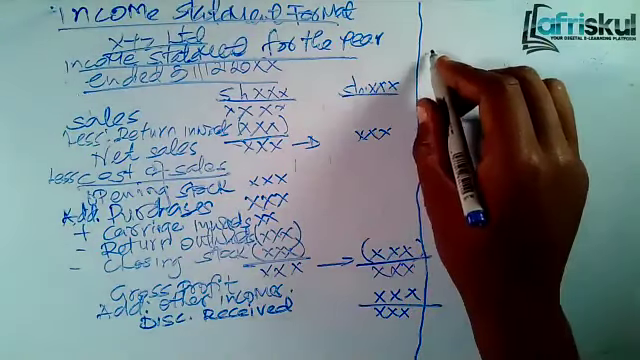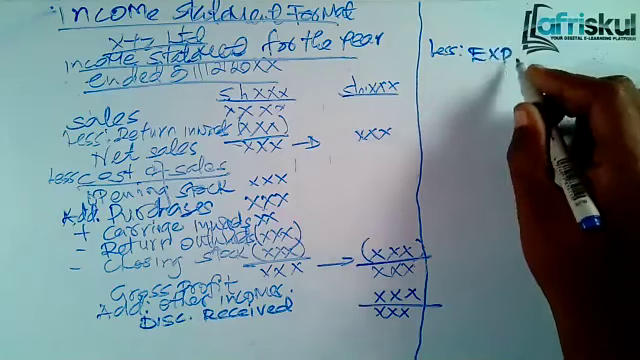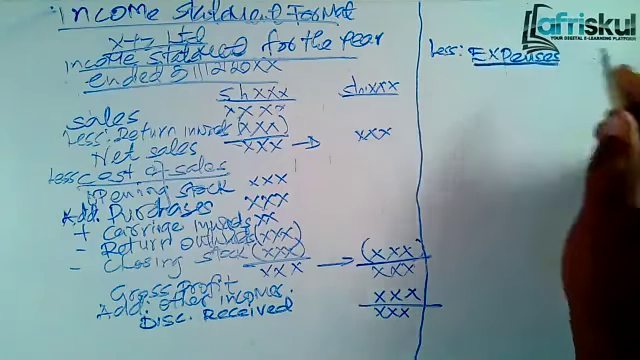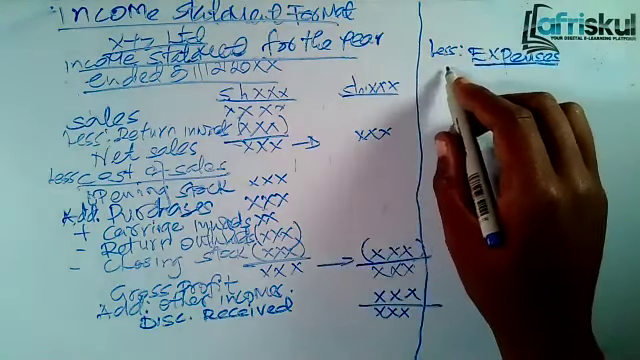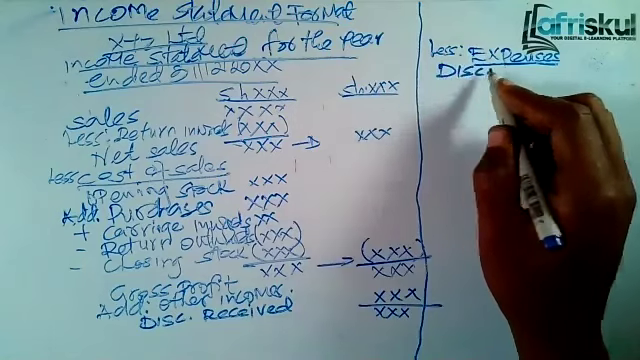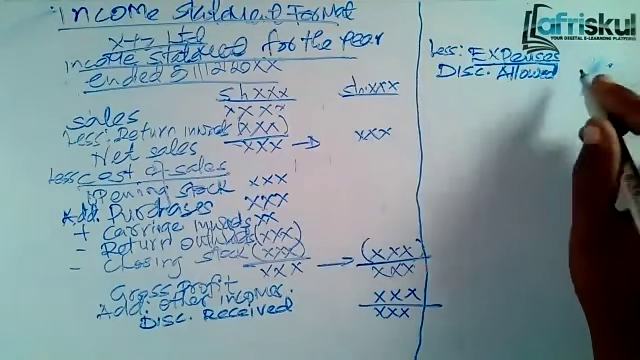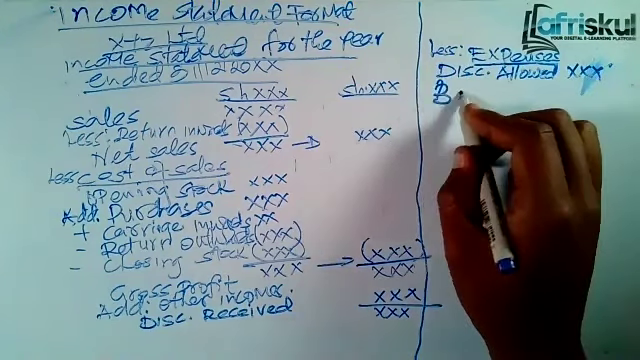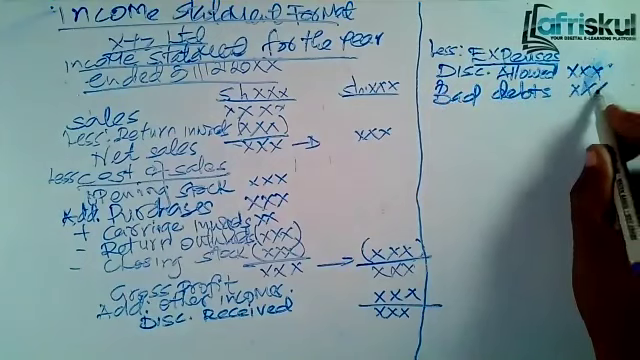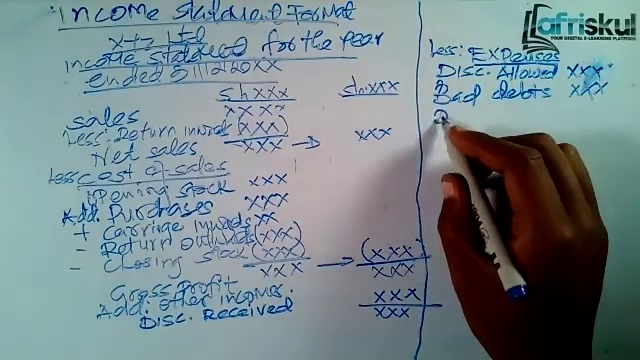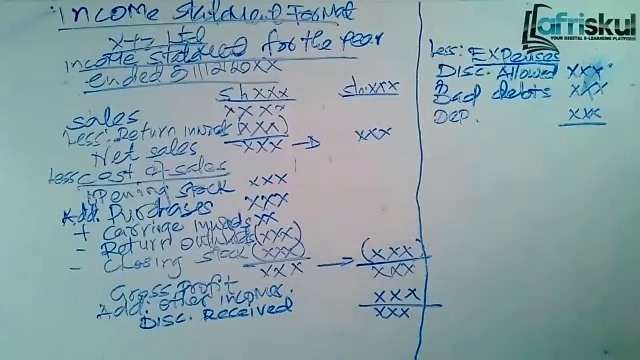Now from there, you less expenses. And the expenses that we are having, for example, I can talk of the discount allowed. I bring the amount here. We talk about the bad debts and all other expenses that you are aware will be given on that income statement. Like for example, depreciation, we bring it there and we get the total expenses.